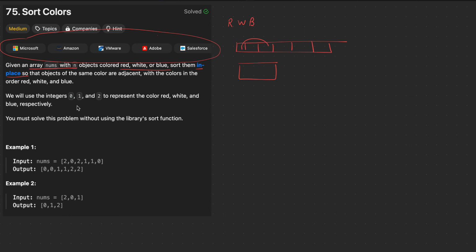So we will use integers 0, 1 and 2 for red, white and blue to represent the colors, and we don't get to use the library sort function. So let's get started with the problem.